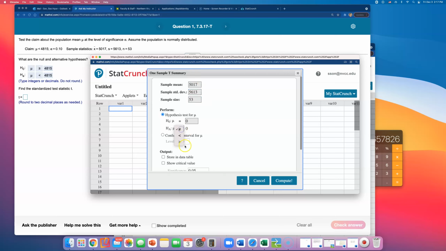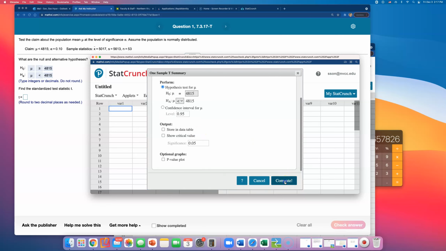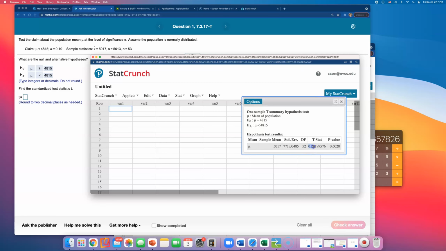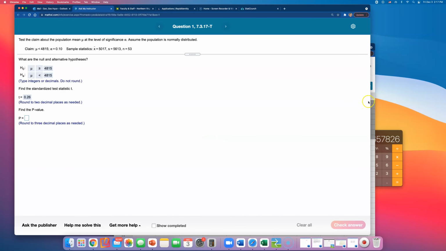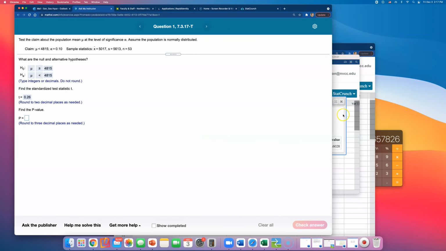The hypothesis, the alternative is that mu is less than 4815, and although we can't change the symbol for the null hypothesis, if you keep the alternative as mu is less than 4815, everything will be okay. And that's all. You just have to hit compute, and they're going to give you that T-stat, the standardized test statistic T, to be this number, okay?